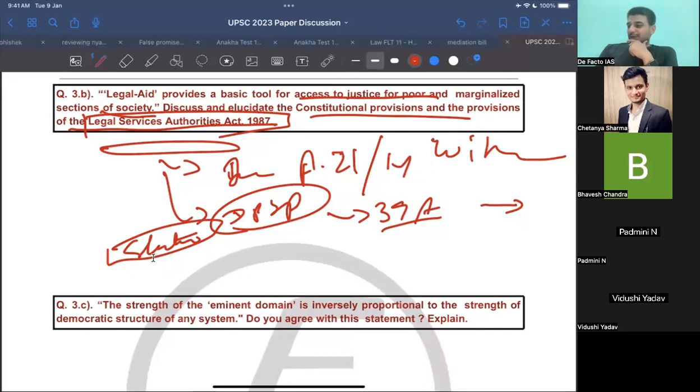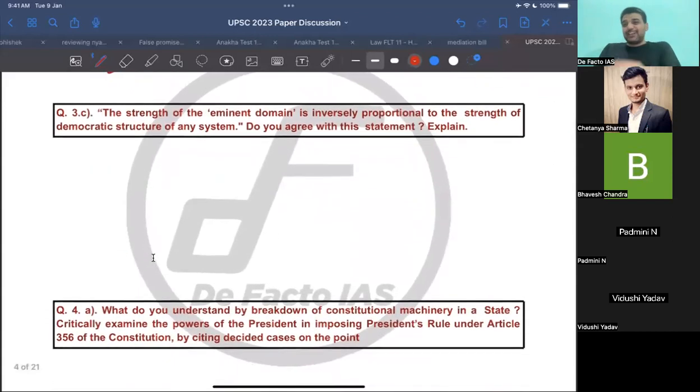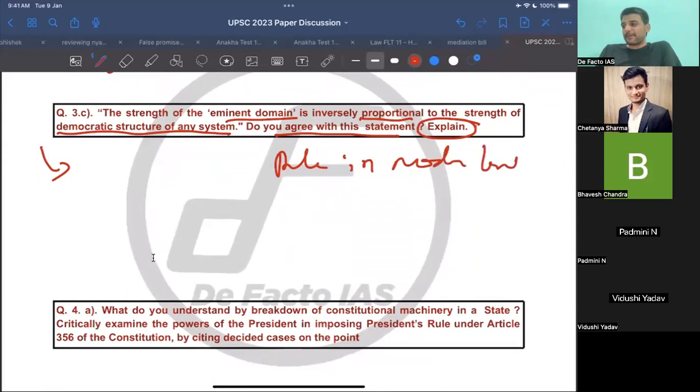Okay. Now let's come to question number 3C. Again, it seems like a very tough question, but let us analyze. It says, the strength of eminent domain is inversely proportional to the strength of the democratic structure of any system. Do you agree with this statement? Explain. Now, the same question was asked last year: what do you mean by eminent domain? Do you think it is relevant in modern time?